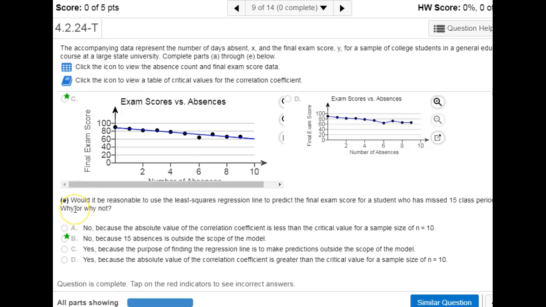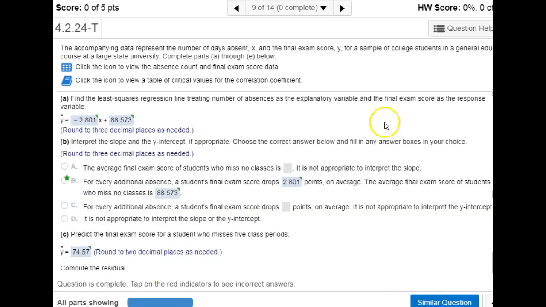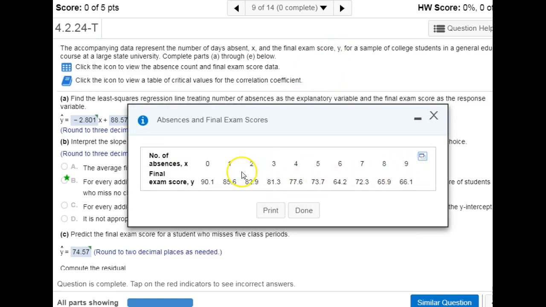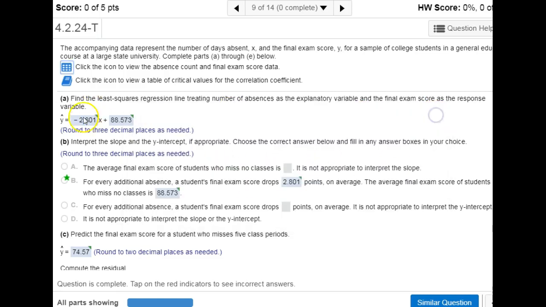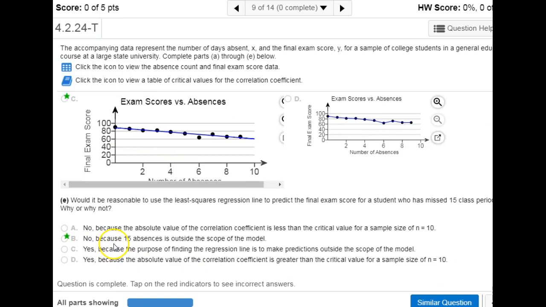The last part of the question is asking if we should use this least squares regression line to predict the final exam score for someone who missed 15 class periods. So should we plug a 15 in for x and use it to predict what their final exam score would be? If you look at our data, we only looked at students who went from 0 absences to 9. So 15 is beyond the scope of our data. For that reason, we should not use the least squares regression line that came from this data to plug in a value that's way outside the scope. So no, do not plug 15 in because it's outside the scope of the model.